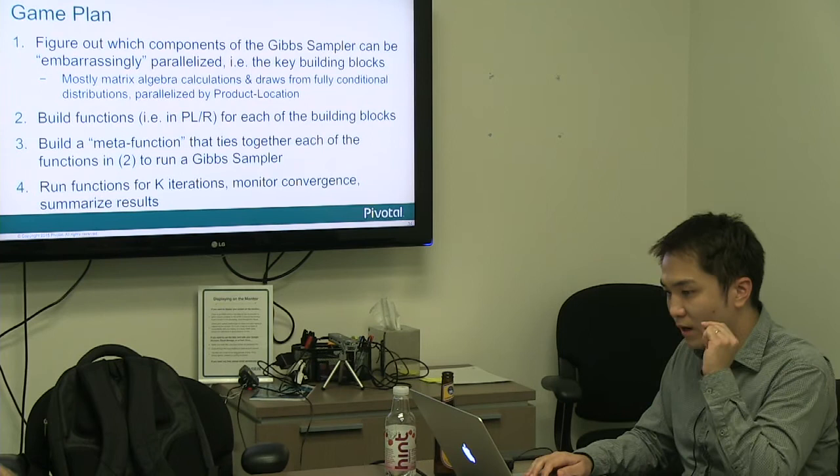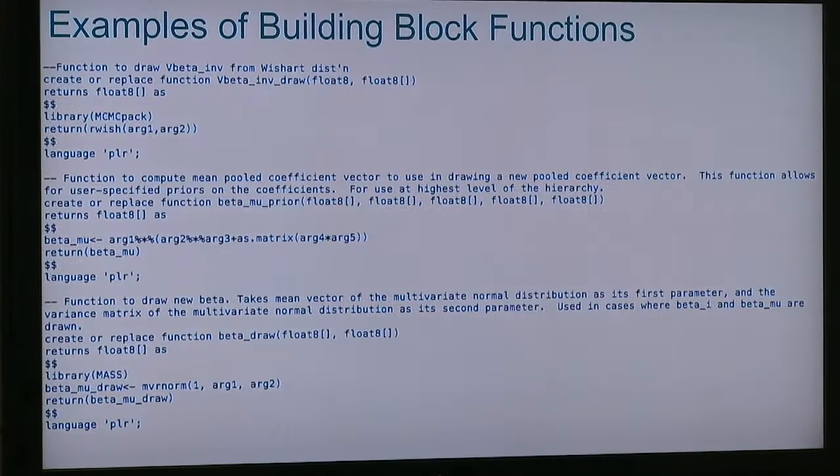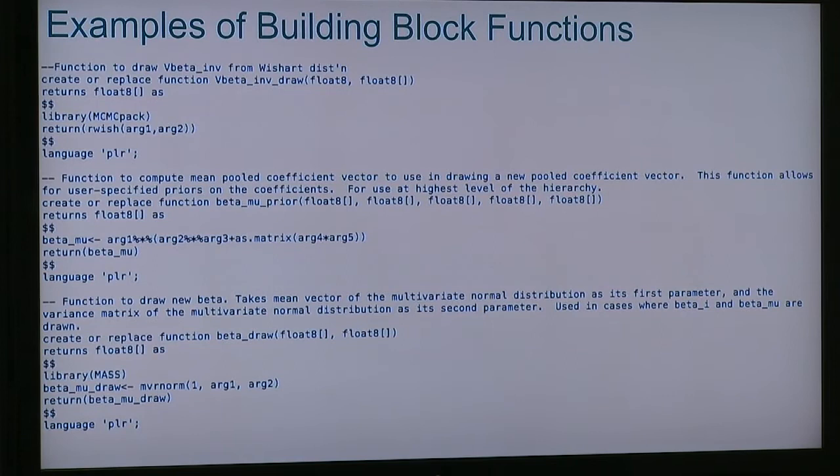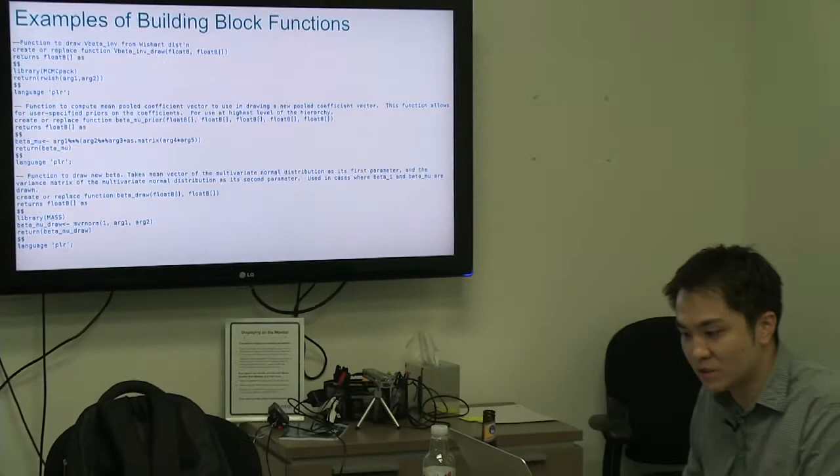Now, I mentioned building block functions, and here are some examples of what we mean by that. One of the building block functions that you'll need in a Gibbs sampling routine for hierarchical Bayesian modeling is to sample from the Wishart distribution. And R conveniently has a function called RWish, which draws random samples from the Wishart distribution. And so that can be parallelized. And because it can be parallelized, we've defined a PLR function, a building block function that serves that purpose, right?